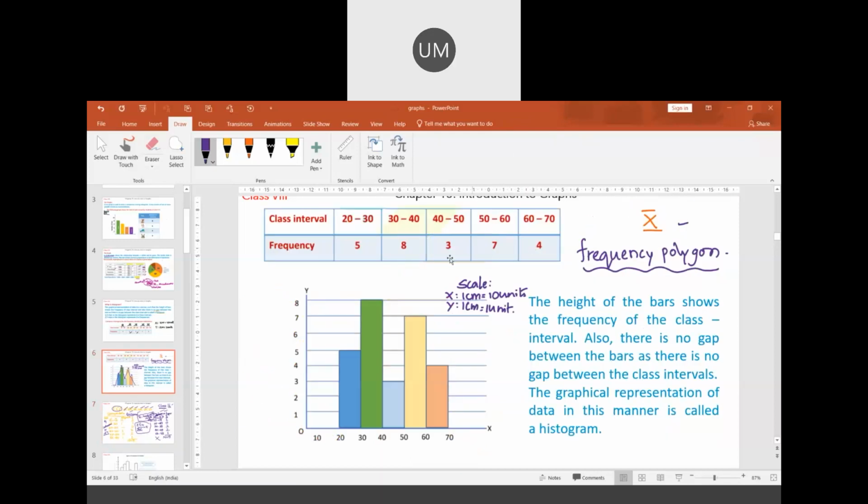Not to worry about that now. Now, what is to be learned? How to draw histogram. So here you can read from the sentence that height of the bar shows the frequency of the class interval. Also, there is no gap between the bars. As there is no gap between the class intervals, the graphical representation of data in this manner is called as histogram.